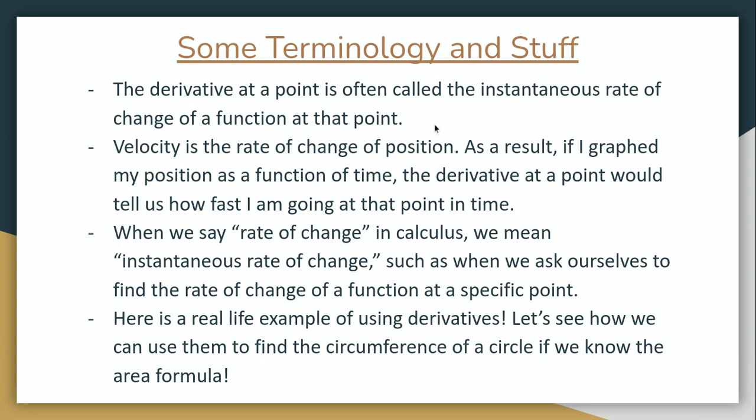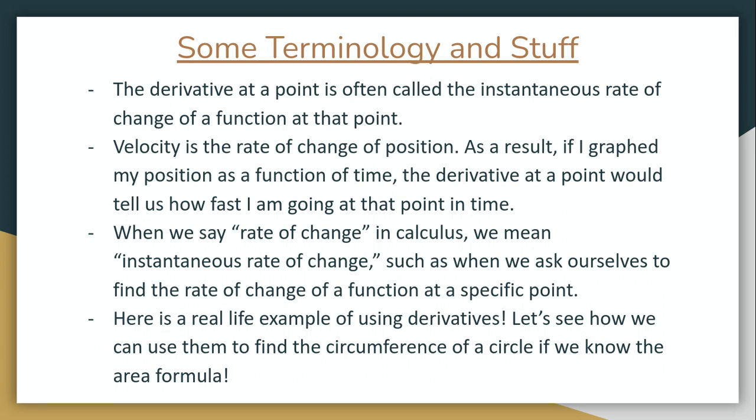Cool. So the derivative at a point is often called the instantaneous rate of change of a function at that point. Because remember, when we first started talking about derivatives, we said a derivative is the rate of change of a function at a point, or the slope of a function at that point. And because it's the slope at a certain point or a given instant, we sometimes call the derivative the instantaneous rate of change of a function at that point. Does that make sense?